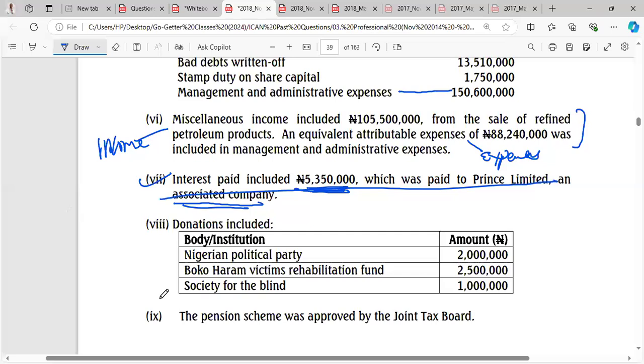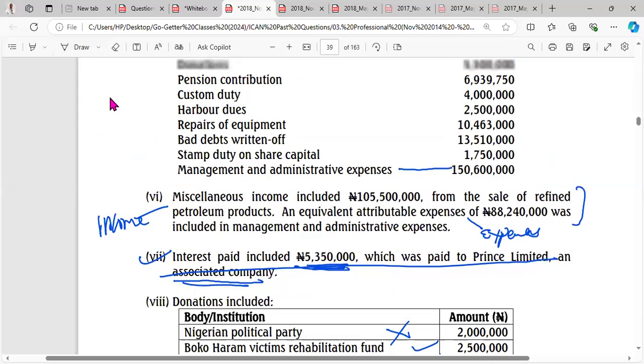Donations included. Now we are talking about donations. So looking at donations, we have Nigerian political party. This is not allowable. Boko Haram Victims Rehabilitation Fund, allowable. Society for the Blind, allowable. So we are going to remove only 2 million from donations. So we'll go to donations and we'll see what was charged.